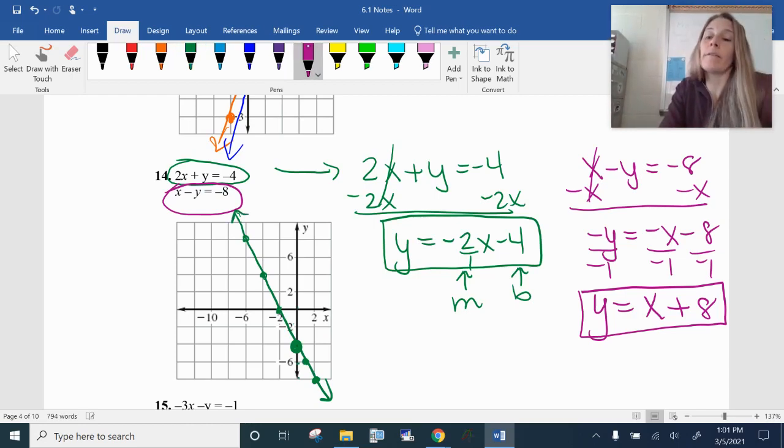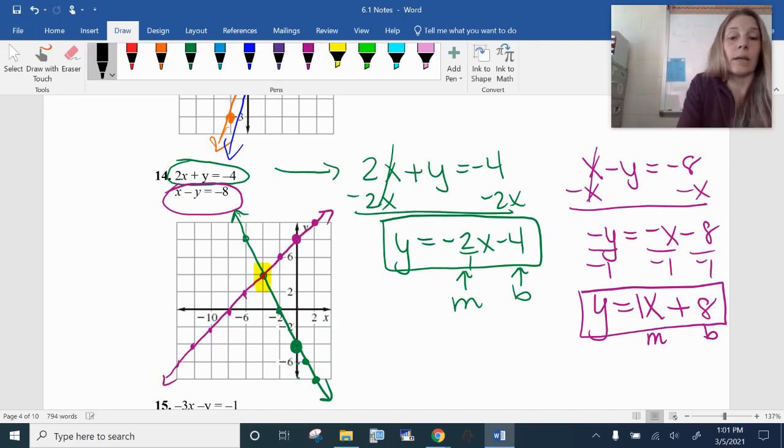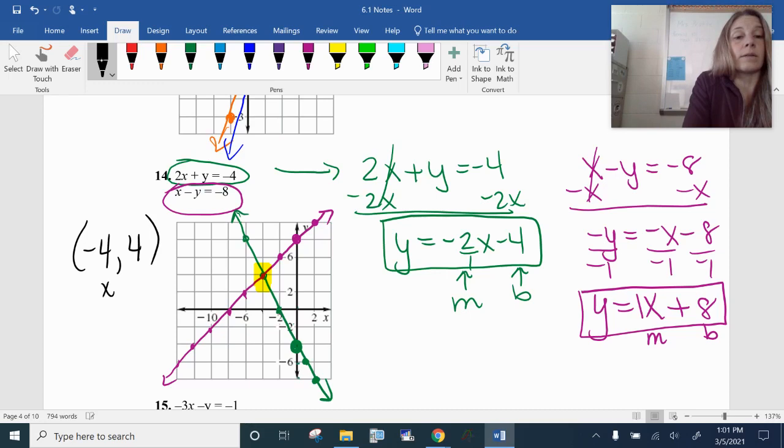Okay, second graph, my slope is a 1 here, and my b, or y-intercept, is 8. So here's my y-intercept, and then I'm going to go up 1 to the right 1, or I could go down and to the left. So now at this point, you should be able to see where they're intersecting. It looks like negative 4 and positive 4 is our answer here.